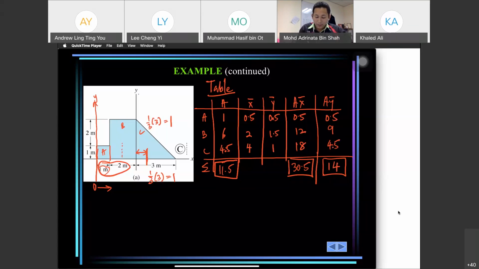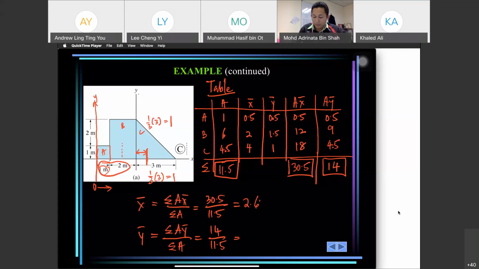So for X bar, we have summation of AX bar divided by summation of A, 30.5 divided by 11.5. For Y bar, we have summation of AY bar divided by summation of A. We have 14 divided by 11.5. So this one is 2.6522, call it 2.65. And the other one is 1.2174, call it 1.22 meter.